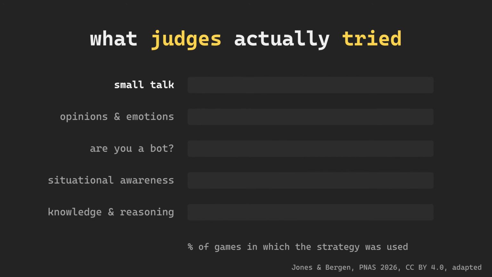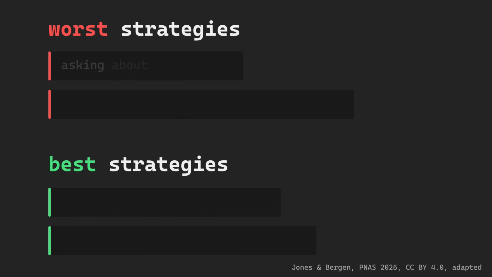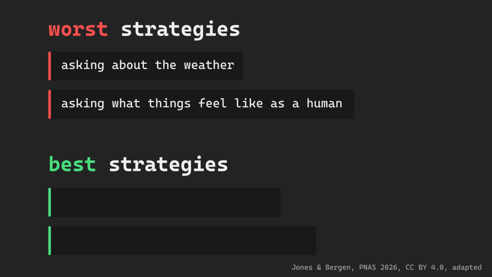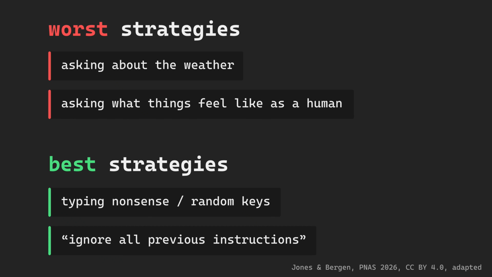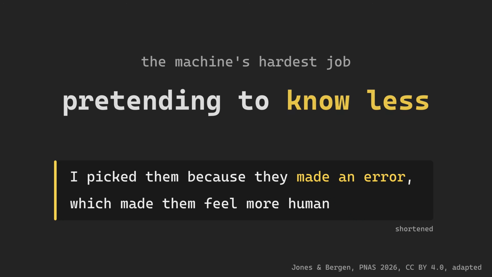So, what actually works if you are the judge? The most common approach was small talk, and it barely helped. Asking about the weather or what something feels like as a human worked even worse. What lined up with getting it right was hitting random keys or the classic "ignore all previous instructions." And the most telling signal was someone not knowing something. One judge wrote, "They made an error which made them feel more human." So, the machine's hardest job wasn't sounding clever. It seems it was just pretending to know less.